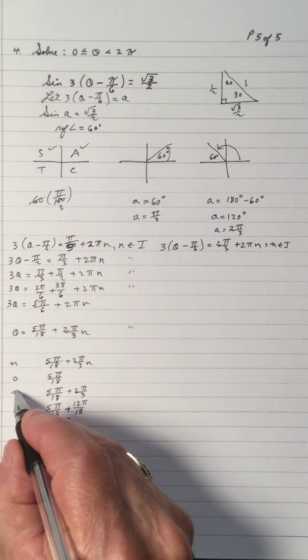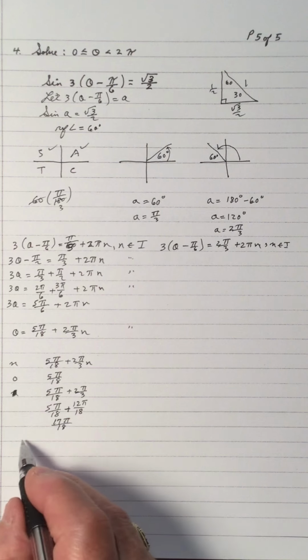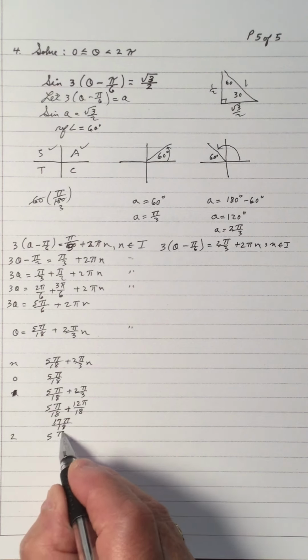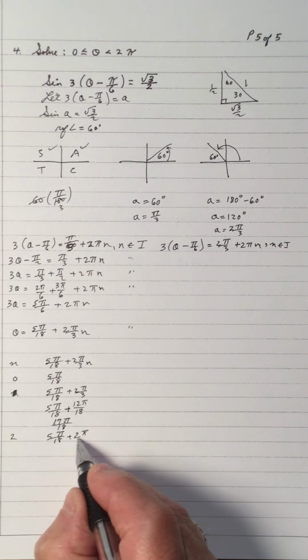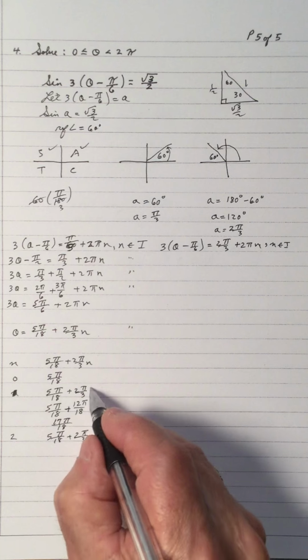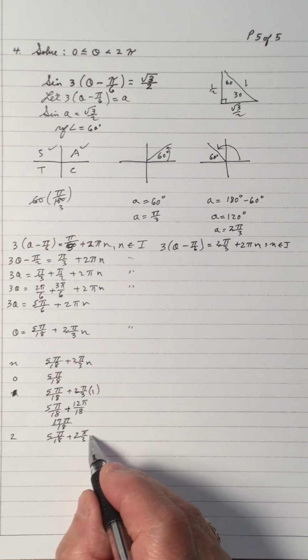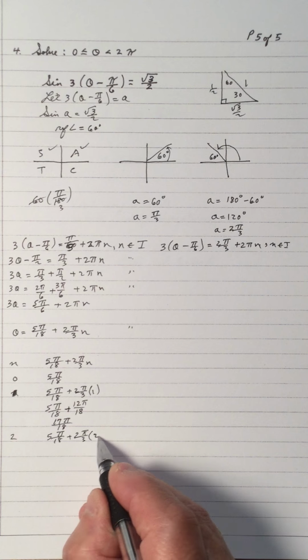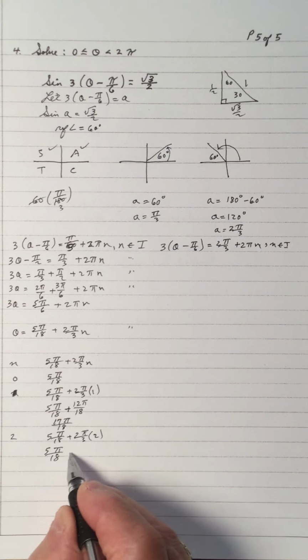And, oh, I got n there. That should be n is 1. And keep going. Let's see, we'll try a 2. N is 2. So 5 pi over 18 plus 2 pi over 3. Here I multiplied it by 1. And here I multiplied by 2.